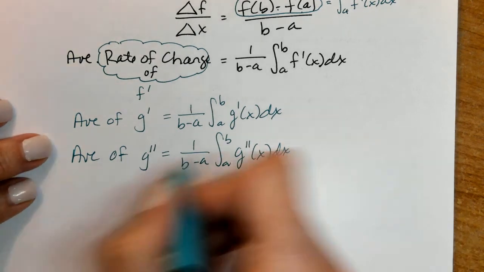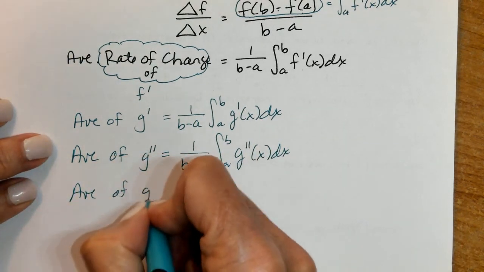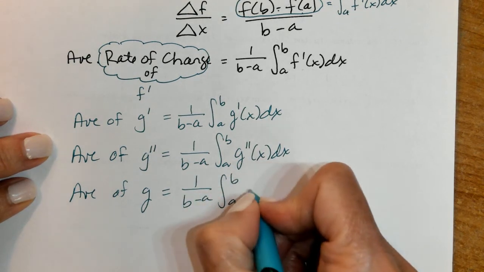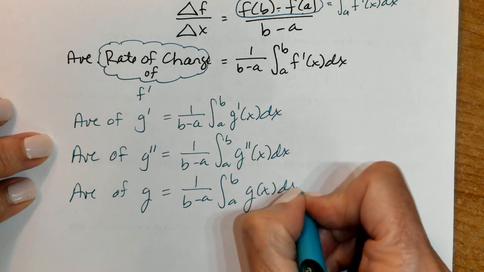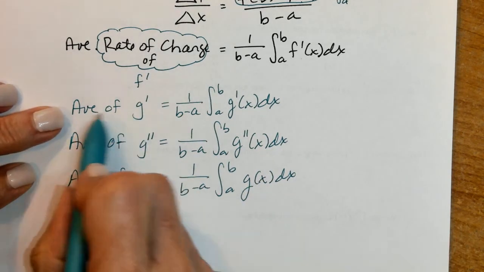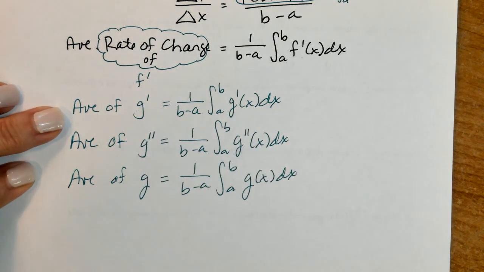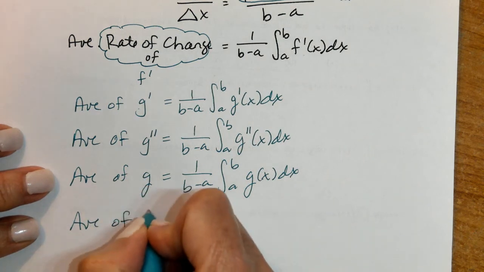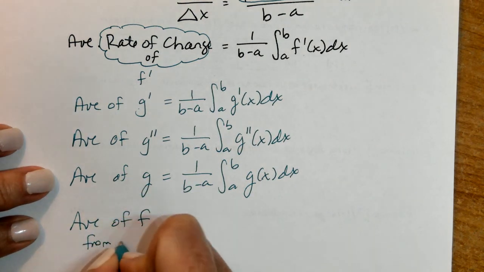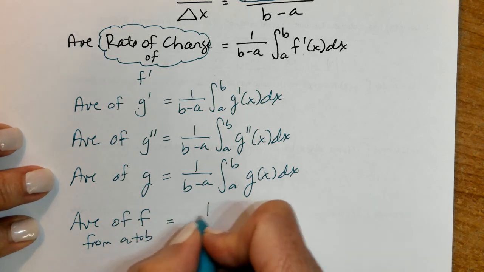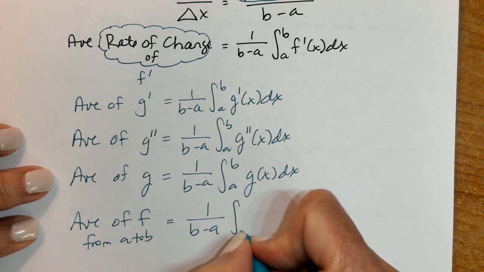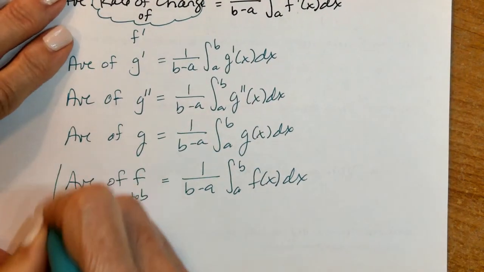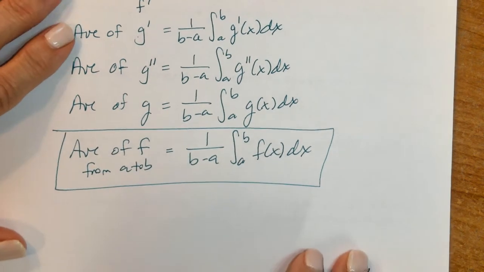Do we need any primes at all? What would be the average of g from a to b? Well, that would be this with a g here. So whatever you're finding the average of, that's going to be what's inside this integral. So the average of f from a to b is 1 over b minus a integral a to b of f of x dx. Average of any function.